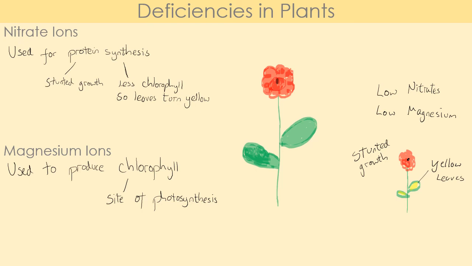Now you might be wondering, how do farmers decide what mineral or ions a plant is deficient in? They can do that by either using a handbook, or a lot of farmers will have their own experience, and they can decide what deficiency a plant has. So, for example, stunted growth and yellow leaves will mean it's likely a nitrate deficiency. Just yellow leaves will likely mean a magnesium deficiency.